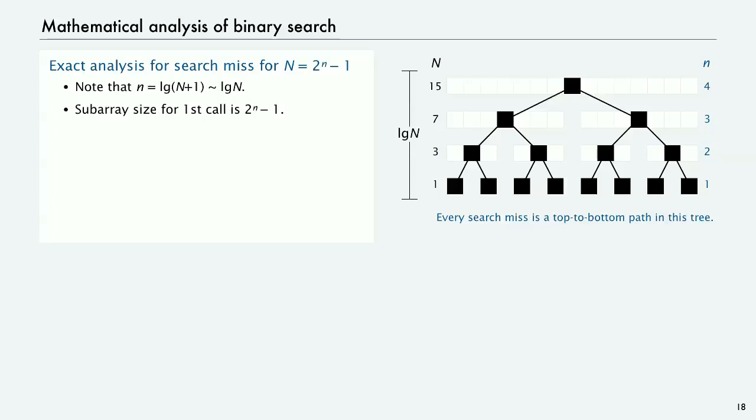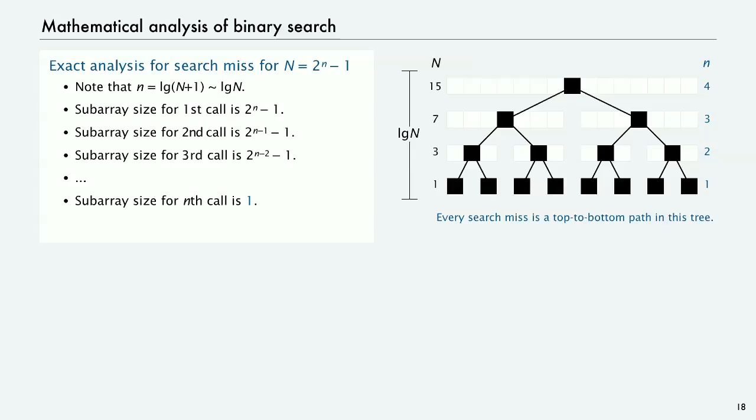So if you subtract 1 and then divide by 2, for the first call, it's always 2 to the little n minus 1. But if you subtract 1 and divide by 2, for the second call, it's always going to be 2 to the n minus 1 minus 1. And again, subtract 1, divide by 2, the size for the next call is 2 to the little n minus 2 minus 1. You keep going that way, eventually we get down to always, for the nth call, the subarray size is going to be exactly 1.